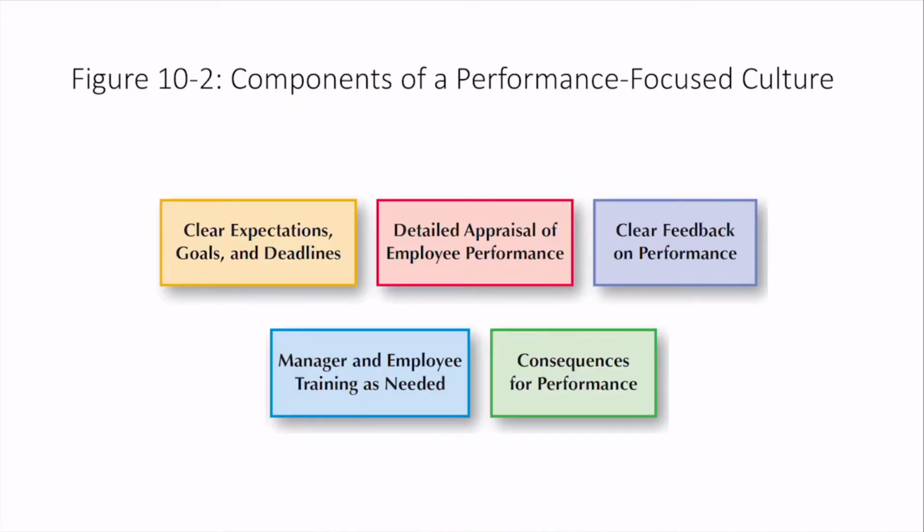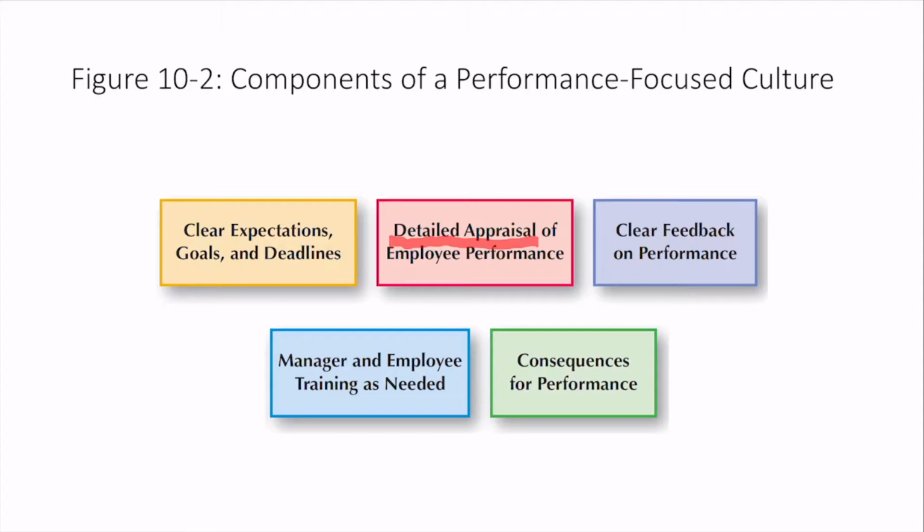Now, figure 10.2 is just the components. We want to have clear expectations and goals. We want to have detailed appraisal of employee performance, and detailed appraisal is important. Generic "needs to improve productivity": well, what do you mean by that? How can the person know what he or she is or isn't doing unless you detail all of that? They need to have clear feedback on their performance. You were good in this area, but you lacked ability to do whatever in that area.